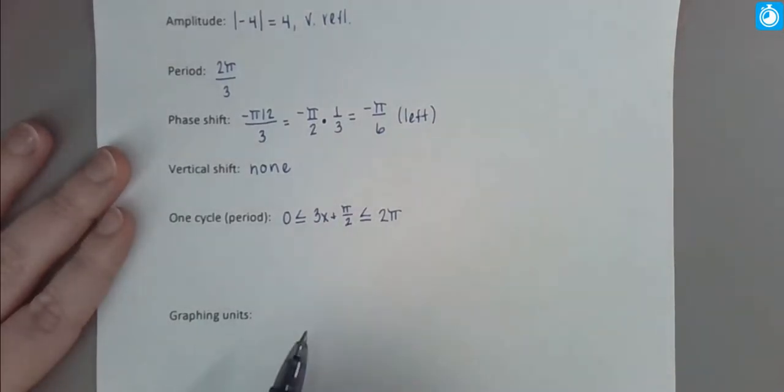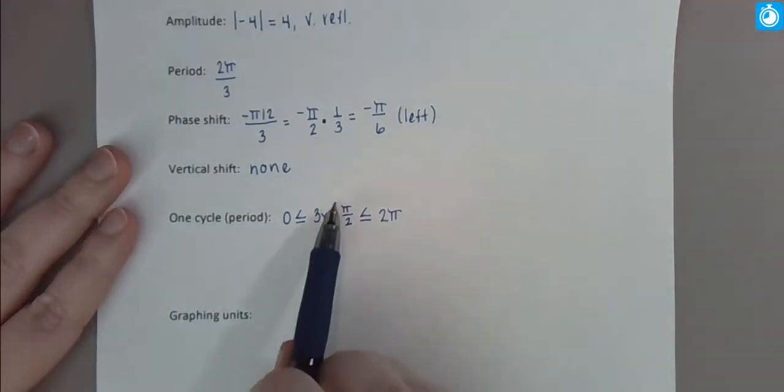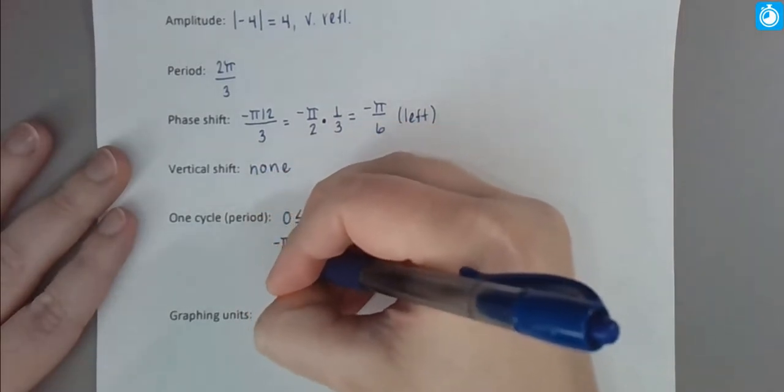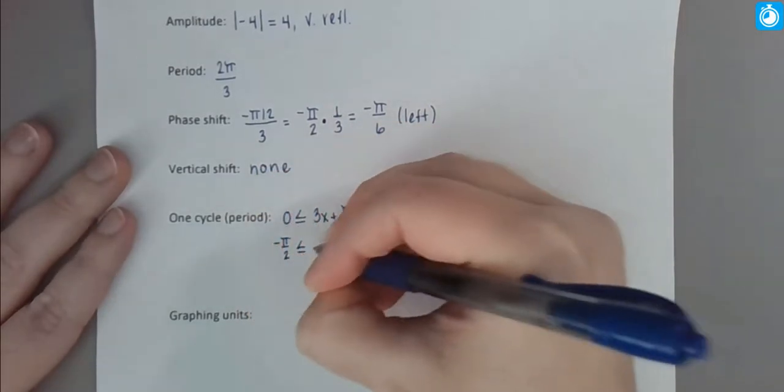So I want to solve for x to see how these two values affect x and specifically its endpoints. So I need to start by subtracting pi over 2. So I'm going to subtract pi over 2 from both endpoints. So 0 becomes negative pi over 2.